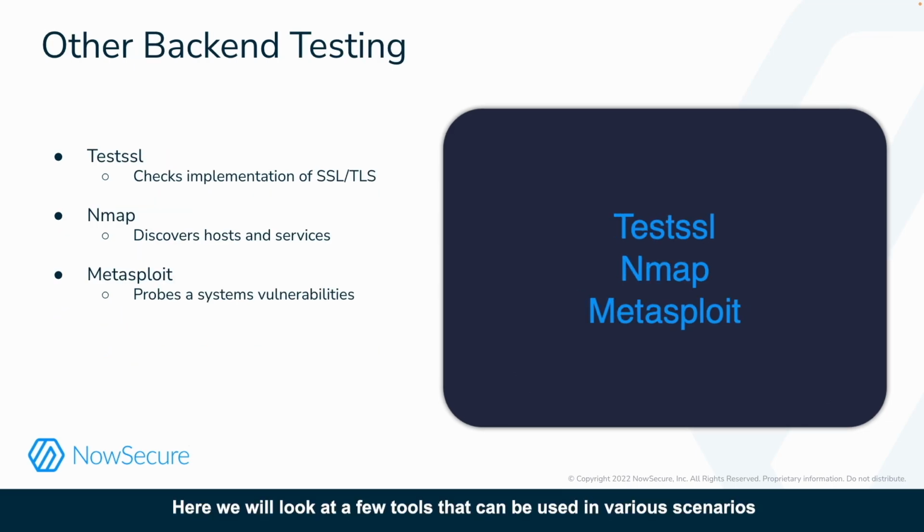Here we will look at a few tools that can be used in various scenarios and tests of the server-side infrastructure. Test SSL is an open source tool used to check the server's implementation of SSL and TLS on any port and gives a list of the cryptographic vulnerabilities or flaws by executing simple commands in the terminal. Test SSL is an open source and very easy to use bash script that uses OpenSSL.